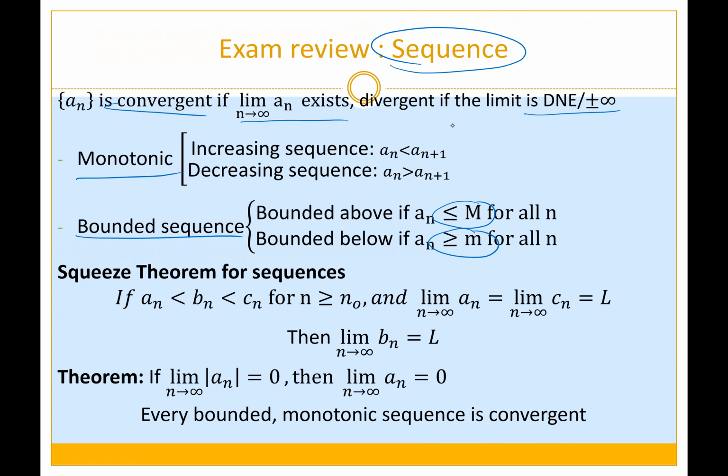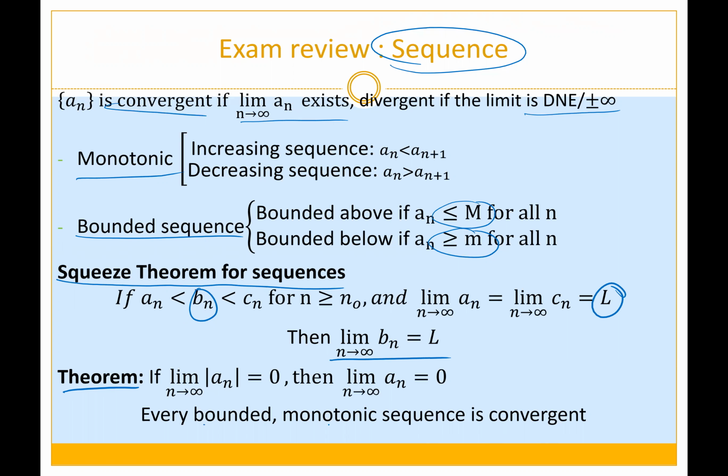Okay. So we also have the squeeze theorem. This is where if you can put your sequence in between 2 other sequences which have the same limit L as n approaches infinity, then the limit as n approaches infinity of your sequence is also equal to L. And we also have this theorem, which is a minor one, but it's helpful sometimes: if the limit as n approaches infinity of the absolute value of a_n is equal to 0, then the limit as n approaches infinity of a_n is also 0.